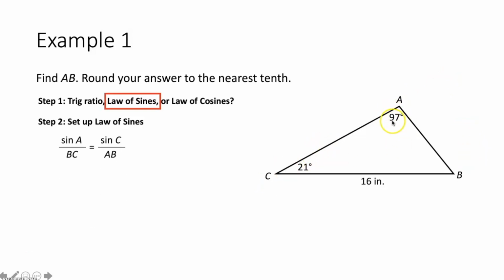I know the measure of angle A is 97 degrees, that goes in here. I know the measure of segment BC is 16 inches, that goes in here. The measure of angle C is 21 degrees, that goes in here. And the measure of segment AB is what I'm trying to find. Now all we have to do is solve for the measure of segment AB.